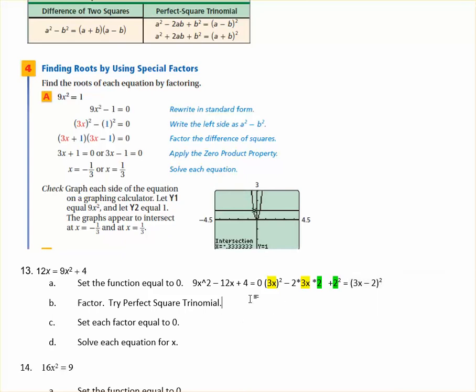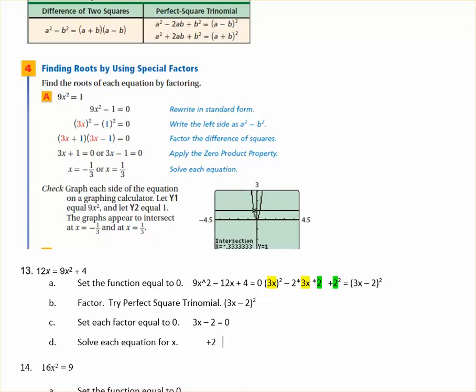So that would go right here. And now we have to set each factor equal to 0. Now, there are two factors. It's 3x minus 2 times 3x minus 2. We will get the exact same answer for both of those, so you do not need to write this twice. There's no reason. You would get the same answer either way. You just need to solve one of them.